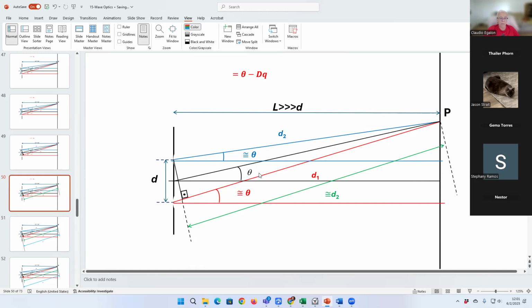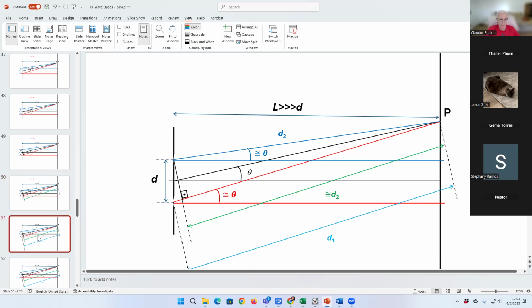Okay? If this one is D1, this one is approximately D2, it means that this little distance that you see right in here is approximately the phase difference. Is approximately D1 minus D2, okay? And I'm going to illustrate that.